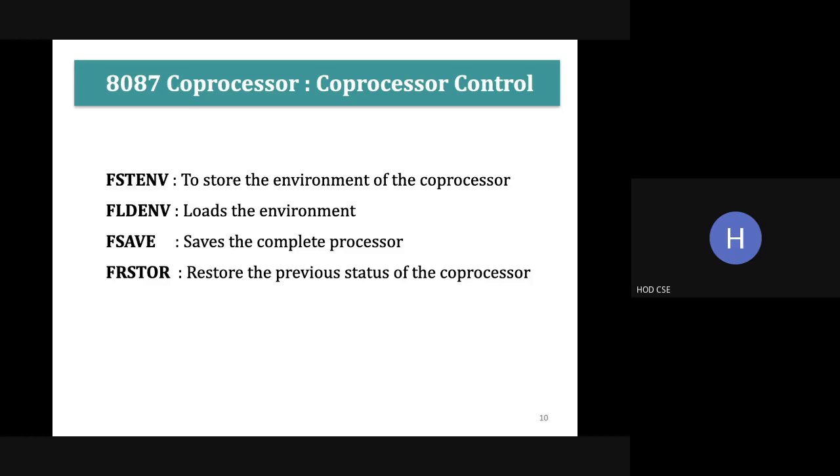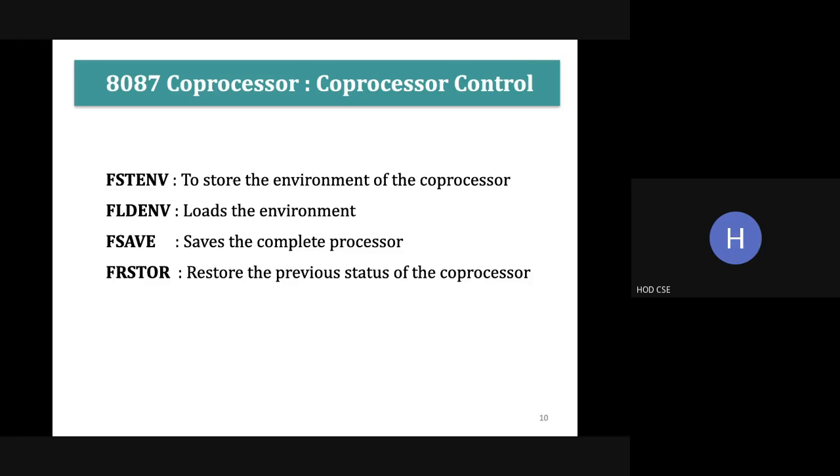So the data will be loaded into the control register, status registers, and also all the registers in the register stack. And next one is FSAVE, which saves the complete processor. That is, the status of all the signals will also be stored in the memory. FSAVE stores all the register contents, and also the signal status will be stored in memory.